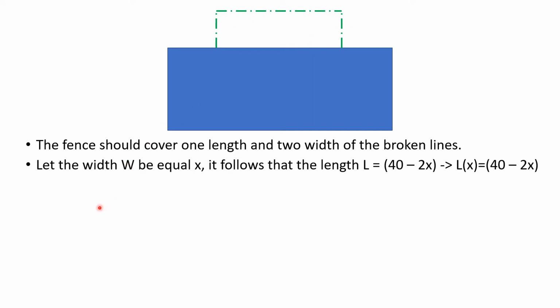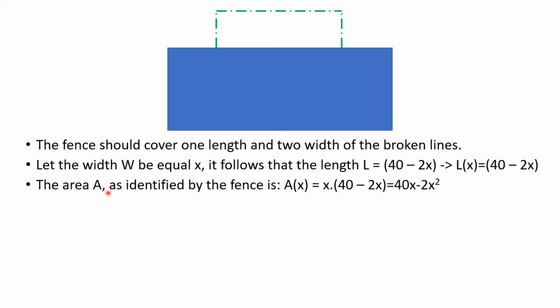So let's go ahead and record that. The area A, as identified by the fence, is A of X, that means A is a function of X, equal to X, which is the width, times 40 minus 2X, which is the length. And that's going to give us 40X minus 2X squared. So now we have modeled what we want in terms of an equation. Now we have to go ahead and find out the maxima if there is one.